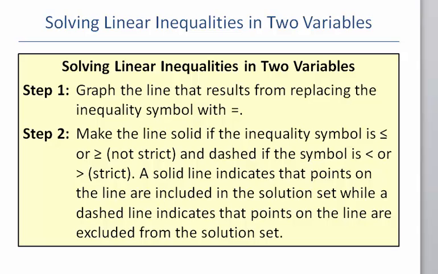Step 2 is to make the line solid if the inequality symbol is less than or equal to or greater than or equal to, and we make it dashed or dotted if we have a less than or a greater than. And we'll look at this with an example in just a second. A solid line indicates that points on the line are included in the solution set, while a dashed line indicates that points on the line are excluded from the solution set.